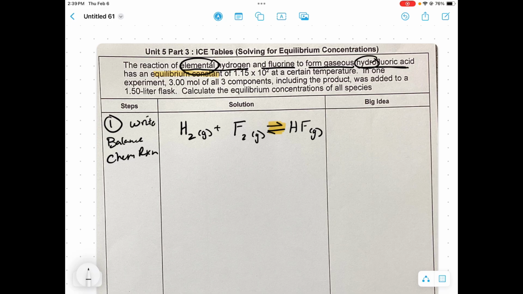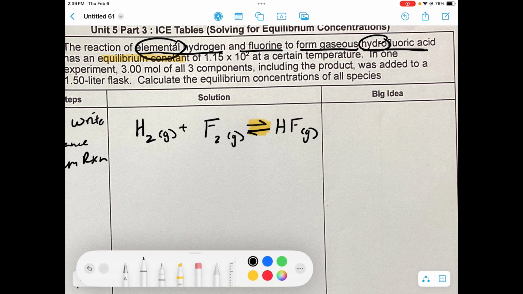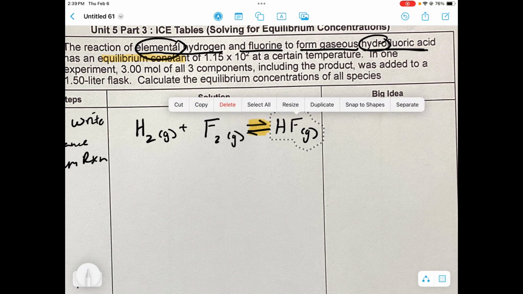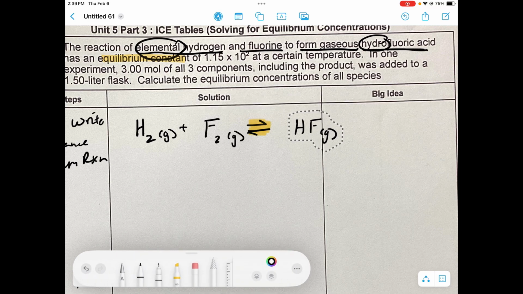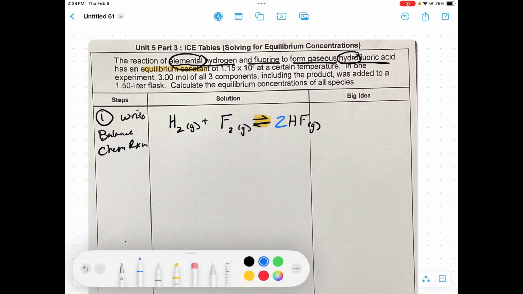From here, I can go ahead and balance this. Since I have 2 H's and 2 F's on the left side, I just need to add a 2 to my right side. I'm just going to drag this over, make a little bit of space for myself, and put my 2 right there. So now it's balanced. That's step 1.